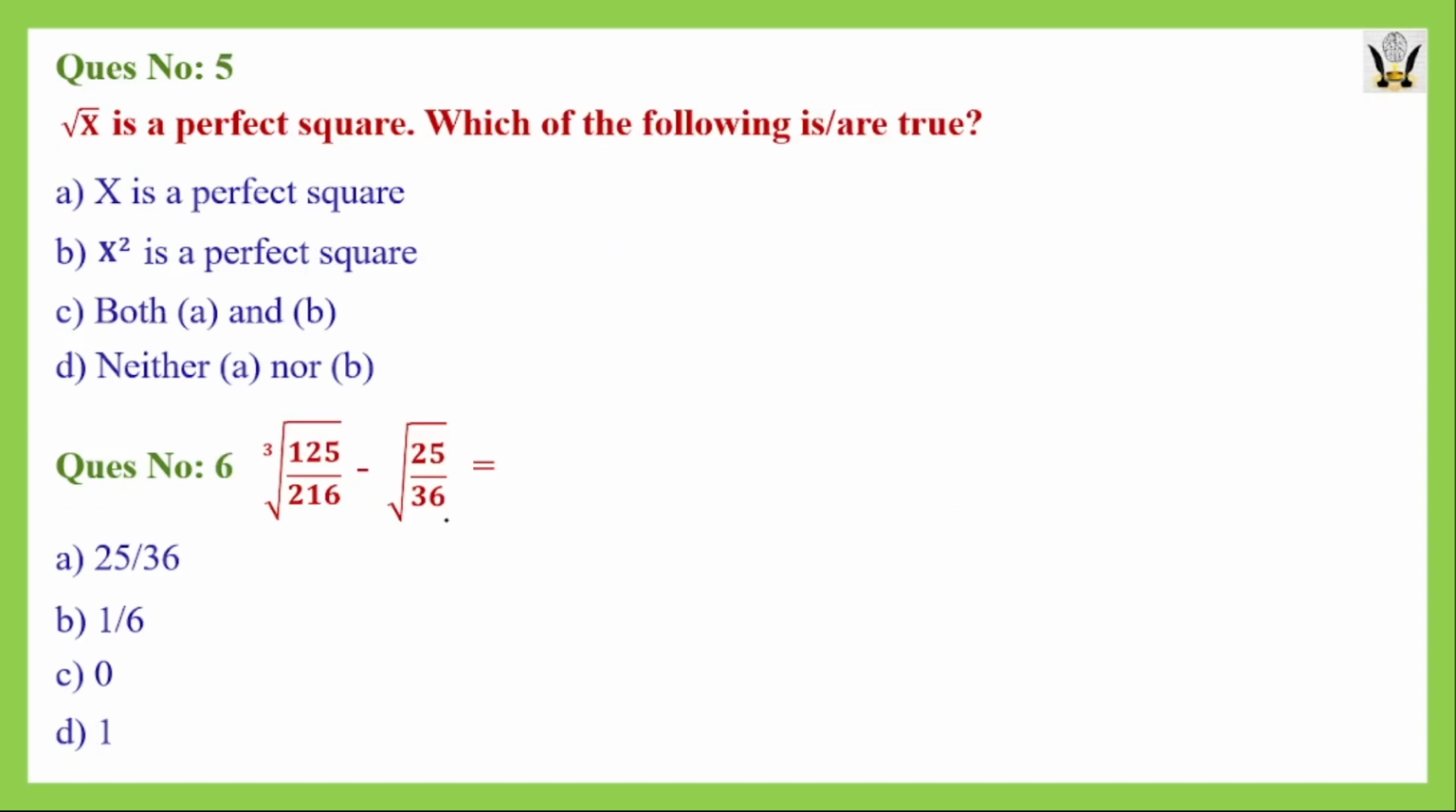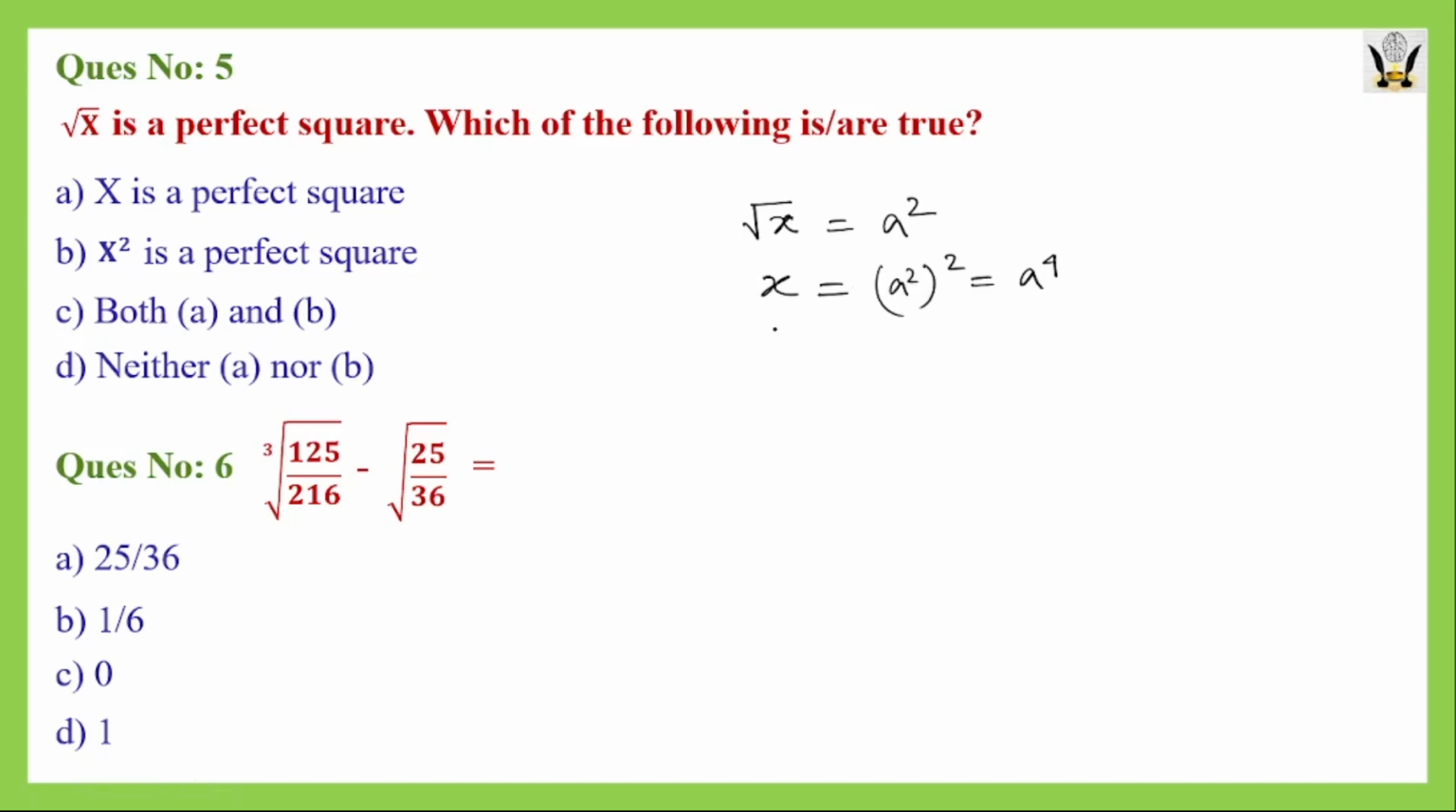Now the next problem sum says that if root over x is a perfect square, then which of the following is or are true? So root over x, if it is a perfect square, that means we can take the value as a square. So a square is a perfect square. Now the first option is x is a perfect square. If we take the square of the left side, it will become x, and at the same time we also have to take the square of the right hand side. That means a square and then square of that, so it will be a to the power 4. So a to the power 4 is also a perfect square, because it is the square of a square, which itself is a perfect square.